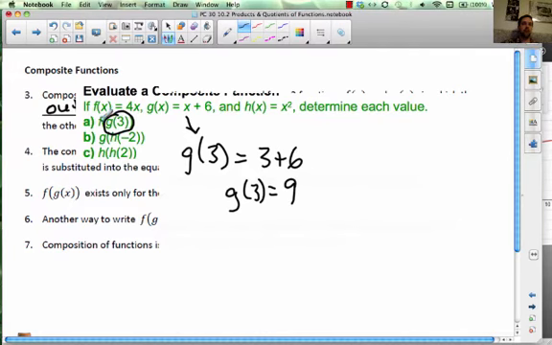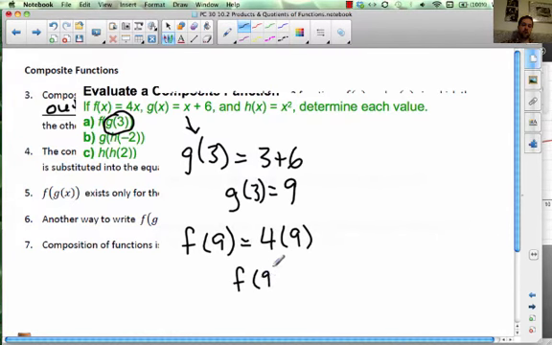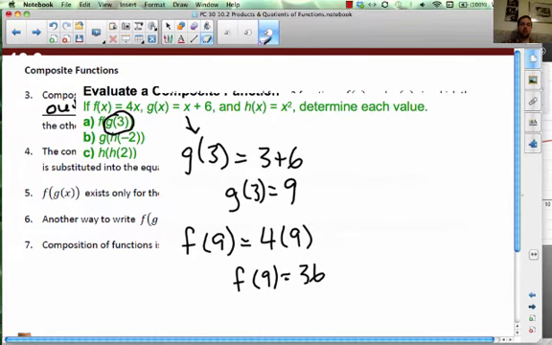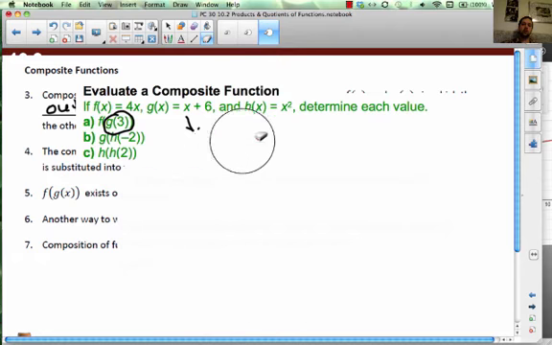So we want to know f of g of 3. So once we've found that g of 3 is 9, we want to know f of 9. So f of x equals 4x, f of 9 equals 4 times 9. So f of 9 equals 36. Now this is only one possible method to do this problem. Let's take a look at another one.